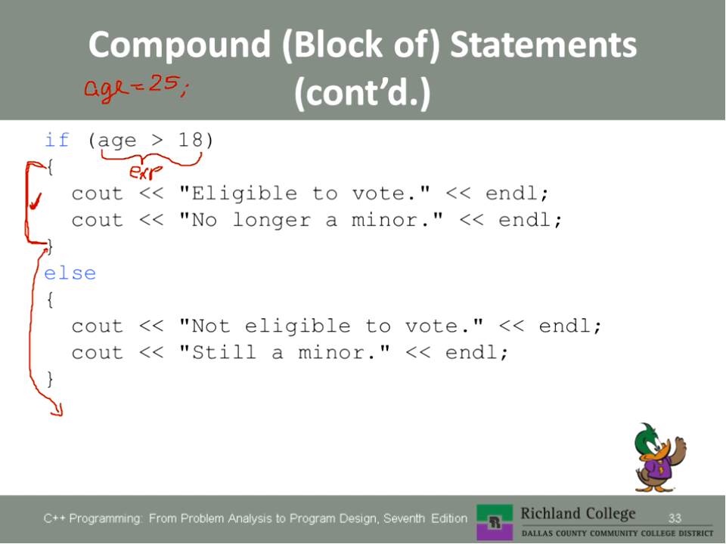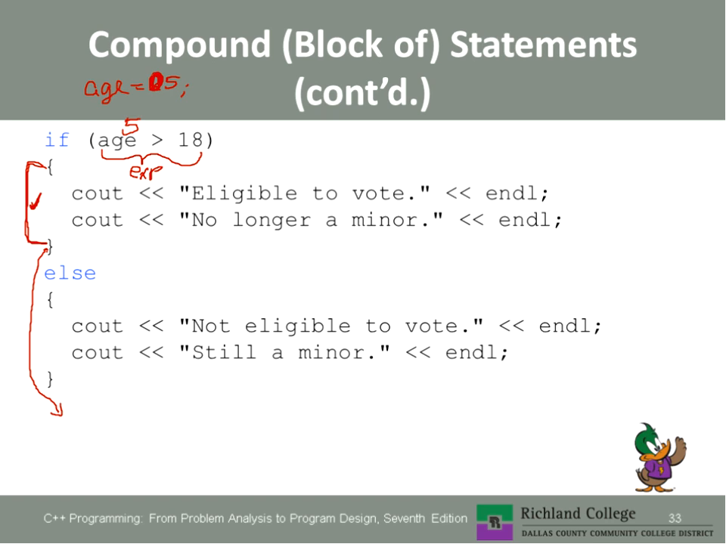Now what if we had, let's say, age 05? Then the expression looks at 5 is greater than 18. No, well, 5 is not greater than 18, so that's false. So in that case, what happens?